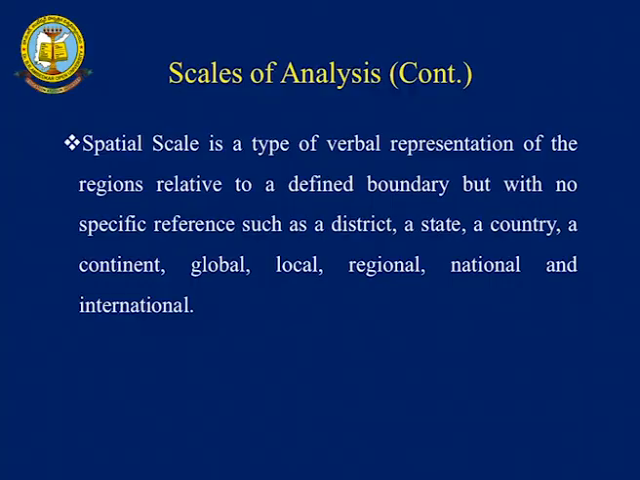Then coming to the spatial scale. What do you mean by spatial scale? This is the verbal representation of regions relative to a defined boundary with no specific reference, but a defined boundary will be there, like a state boundary, a district boundary, or a village boundary. It can be represented at the global level, local level, regional level. To represent that type of boundary, we use the spatial scale. That means it represents the space, whether it is a district boundary, country boundary, state boundary, or village boundary, with no specific reference.